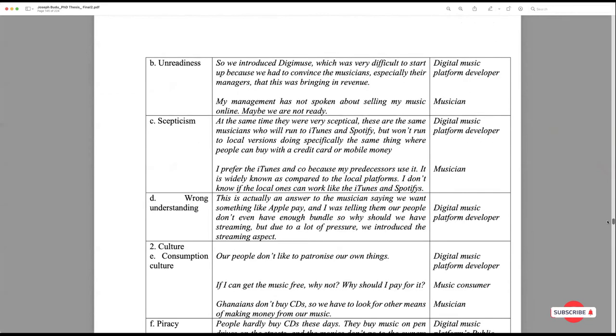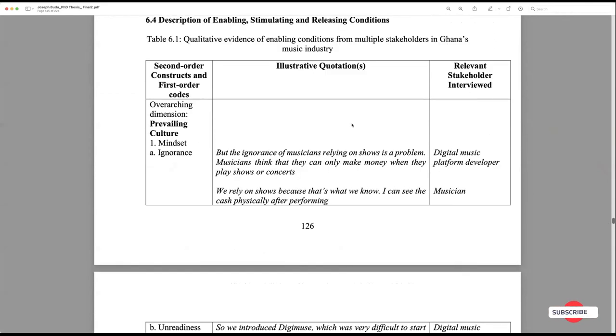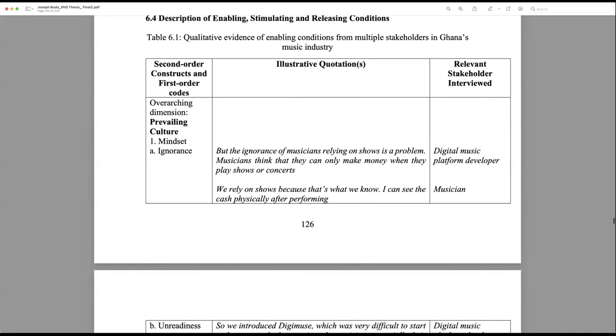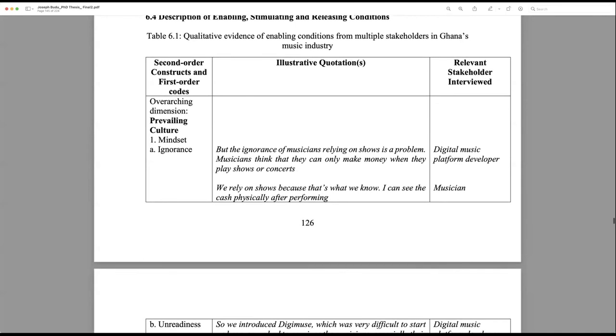Okay, so look at this one. Illustrated constitution. So this is the person he interviewed: a digital music platform developer and then a musician. These quotations come from them. The question is about enabling conditions in the music industry. But the ignorance of musicians relying on shows is a problem. Musicians think that they can only make money when they play shows or concerts. That's the music platform developer. Then the musician says, we rely on shows because that's what we know. I can see cash physically after performing. So look at what he's saying, the kind of code he's seeing there.